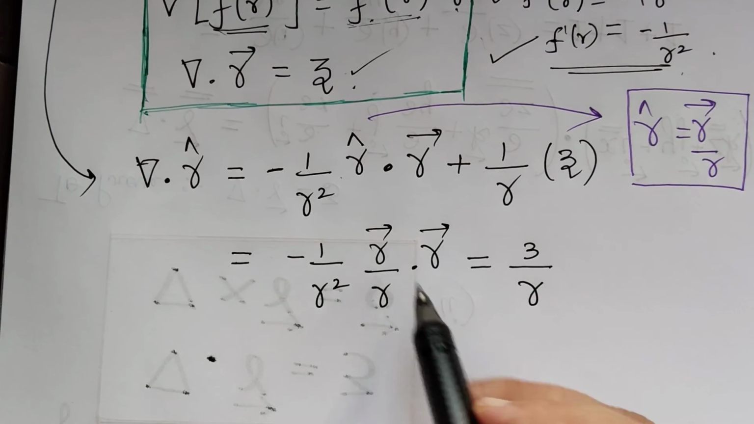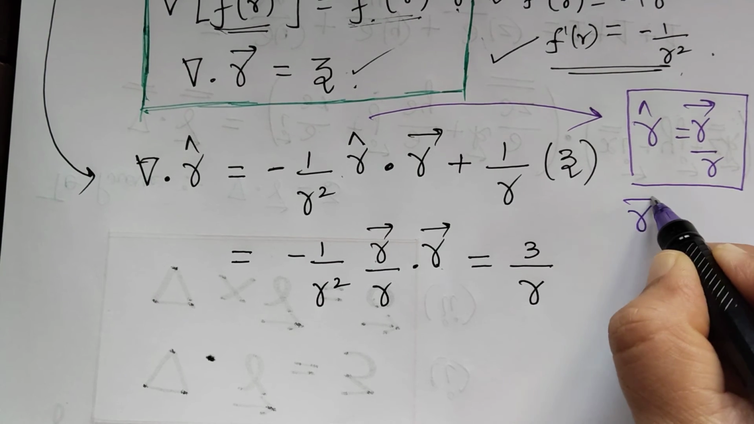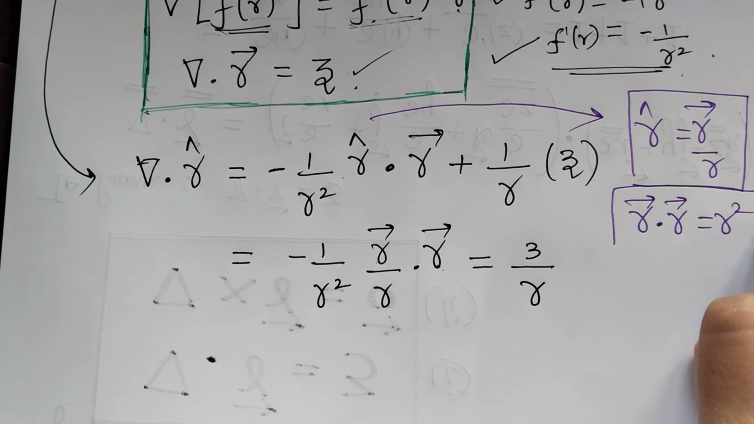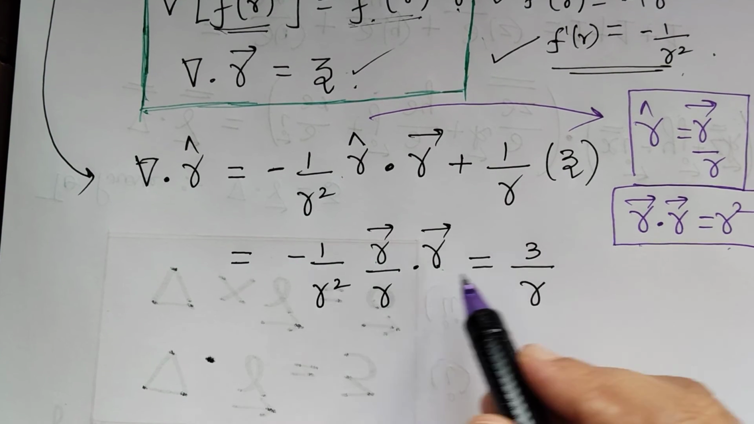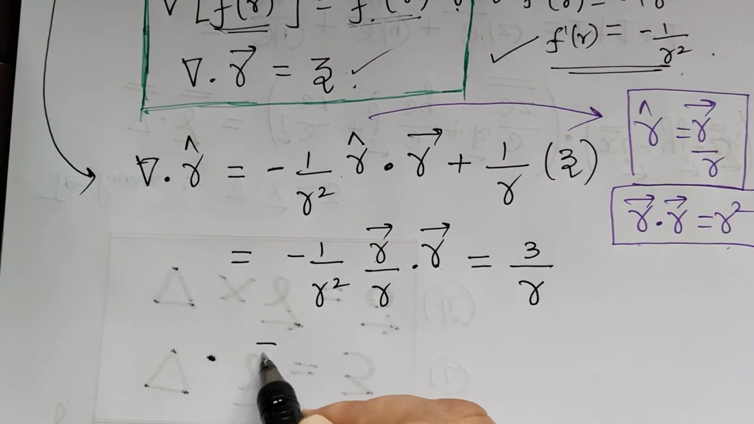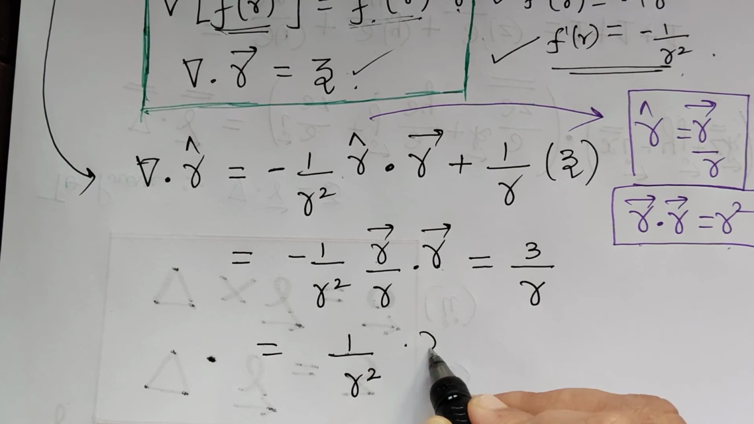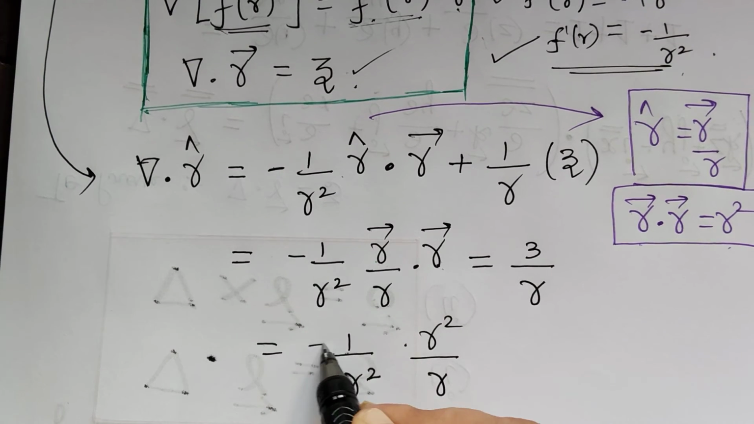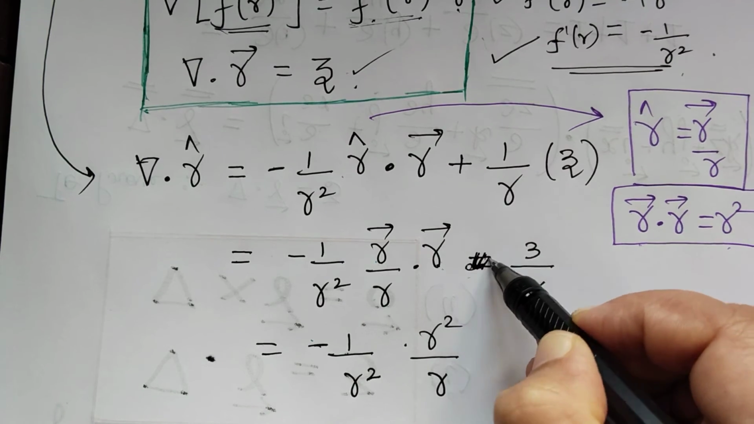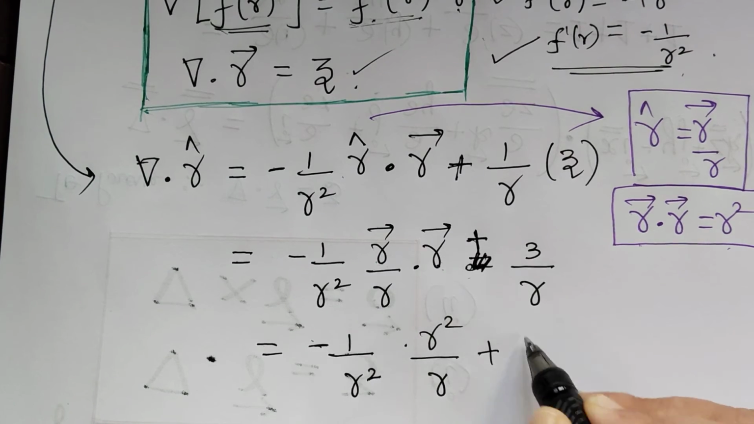And we know that r vector dot r vector is equal to r square. So I will write that here: r vector dot r vector is equal to r square by the concept of vector identity. So we shall substitute r square instead of r vector dot r vector. So what we will get is minus 1 by r square multiplied with r square by r, and the minus sign we have here, and here it is plus, actually by mistake I have written equal to. So this is plus, and so here plus 3 by r.